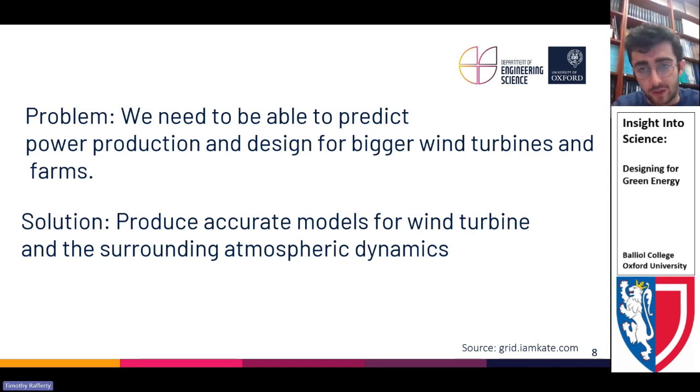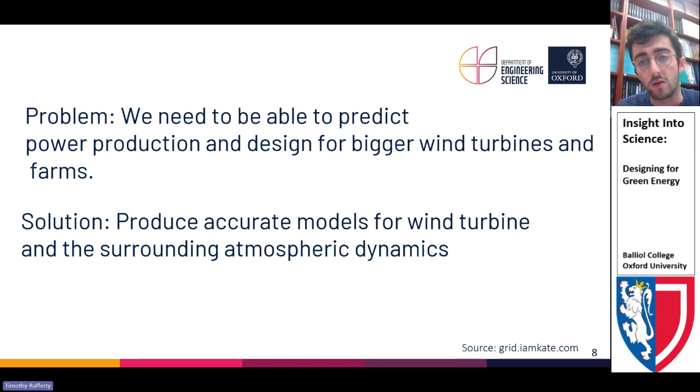So here's the problem statement. I know I'm waffling around at the start, but the problem statement really is that we are becoming very reliant on wind power, and we are needing larger and larger farms, bigger wind turbines. And our energy is actually quite variable. We're demanding lots of different variability in the energy. So we need to really be able to predict how much power we're going to have. And we need to be able to actually design these wind turbines. We need to think about how do we design them? How do we design a farm?